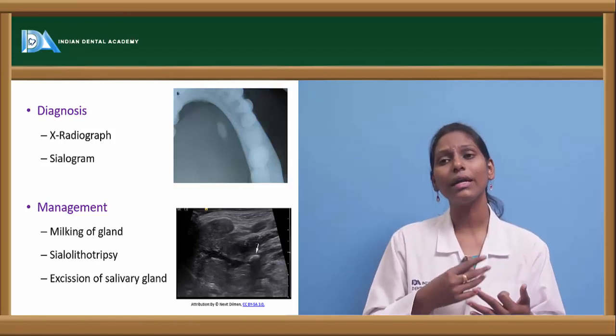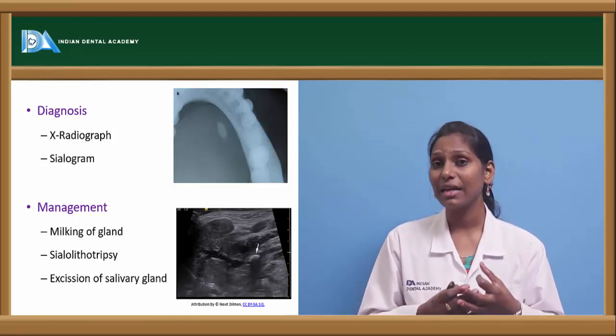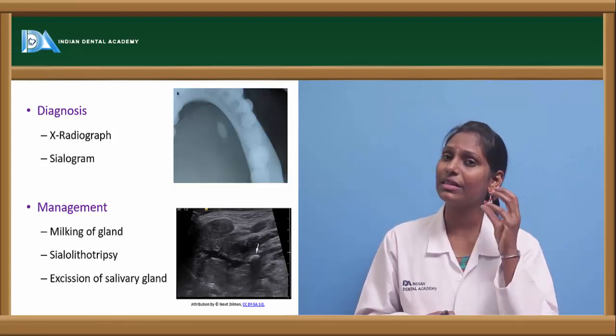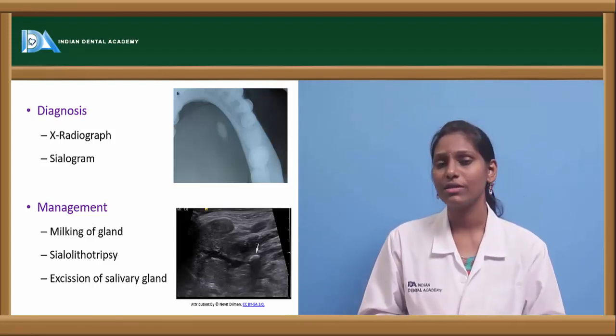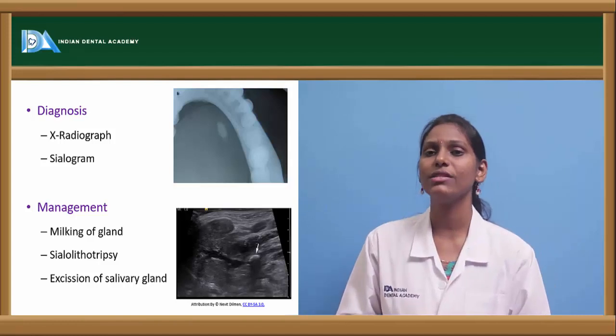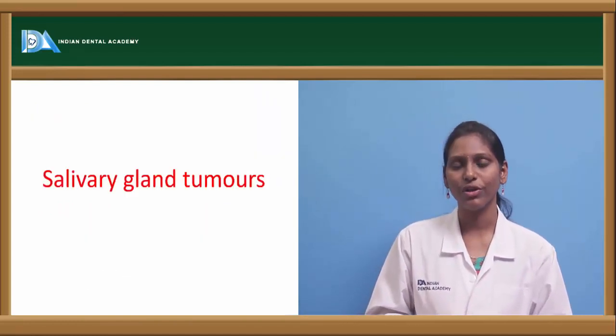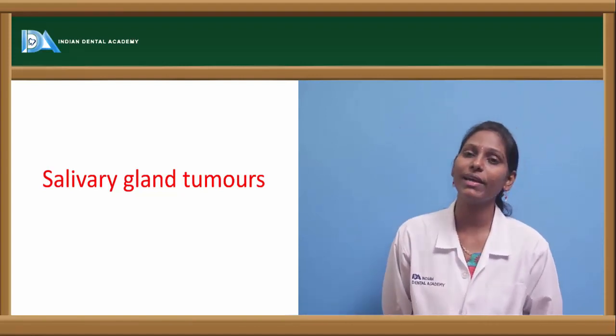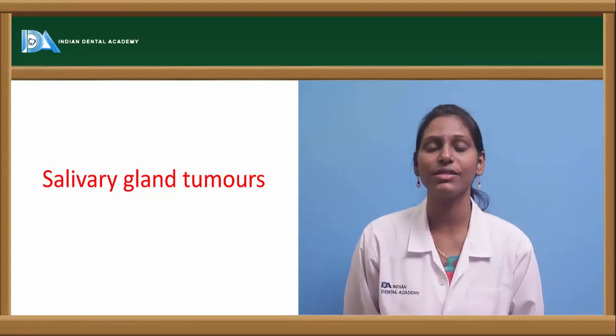Sialolithotripsy can be done, or excision of the salivary gland if the sialolith is present within the deeper lobes of the gland. In those conditions we have to do excision of the gland. So till now we have seen various non-neoplastic conditions that are occurring.